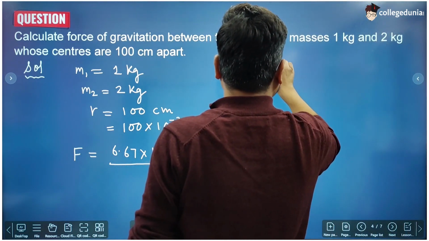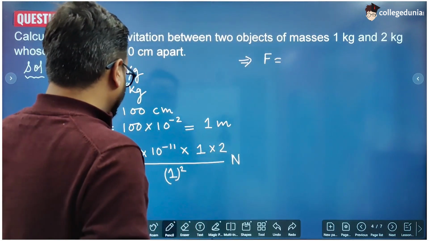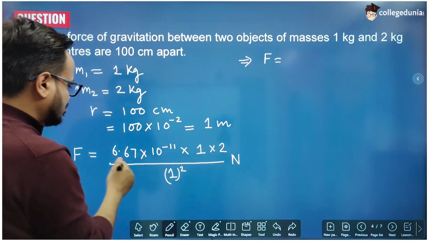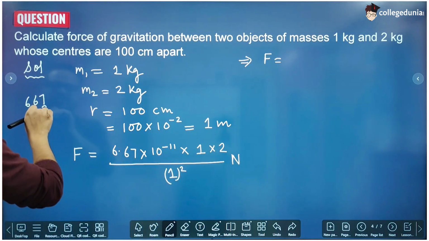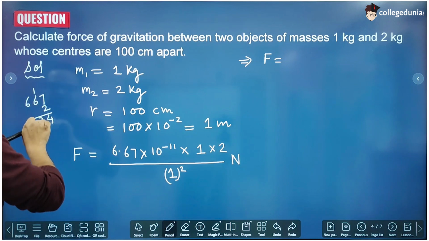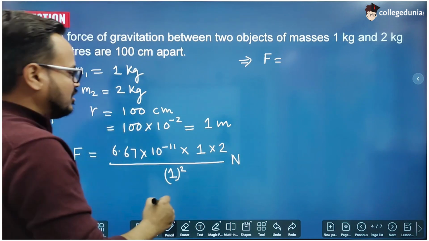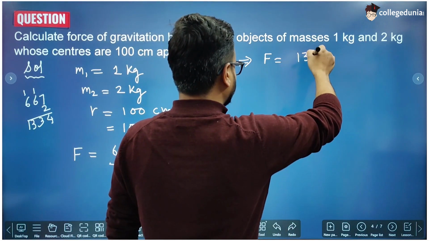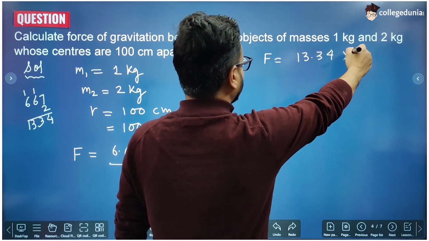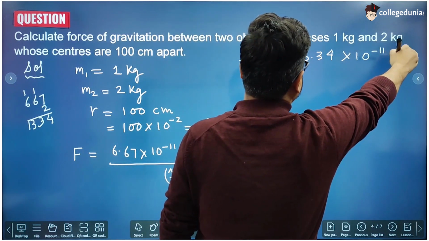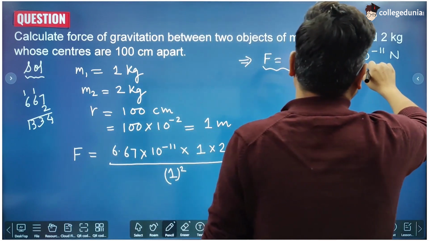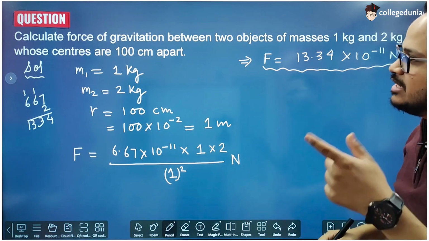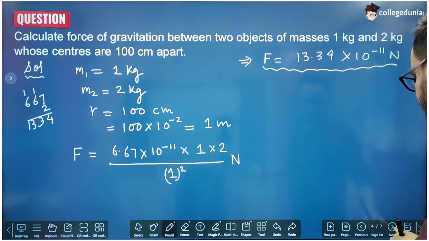So F is 6.67 into 2. That's all. 1 square is 1 and this is also 1. So 6.67 into 2 is 13.34. So it is 13.34 into 10 raised to power minus 11 Newton. So it was very easy, right? It was just for your warm up, so you get familiar with the formula and all other things.